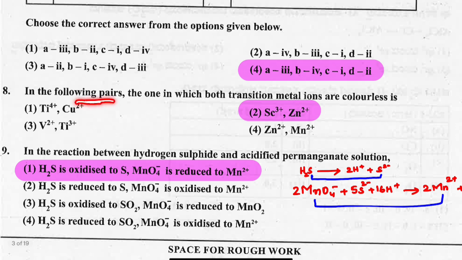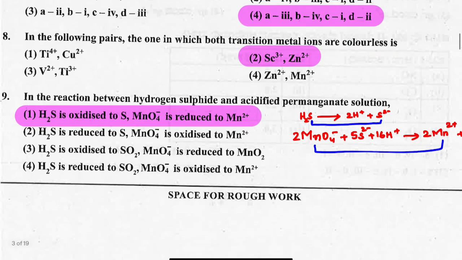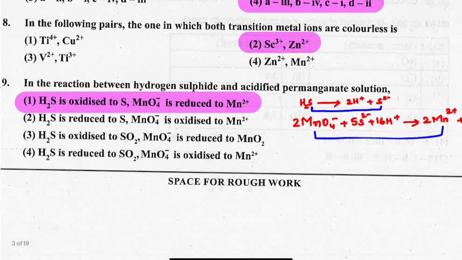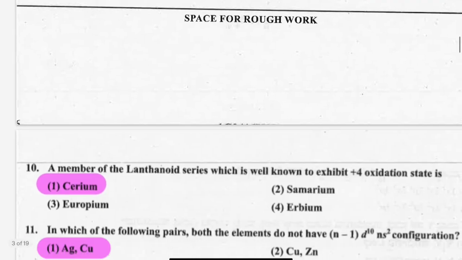In the following pairs, the one in which both transition metal ions are colorless. So the answer is option 2. In the reaction between hydrogen sulfide and acidified potassium permanganate solution, you have to find that H2S is oxidized to sulfur and MnO4- is reduced to Mn2+. So you can see this is the reaction.